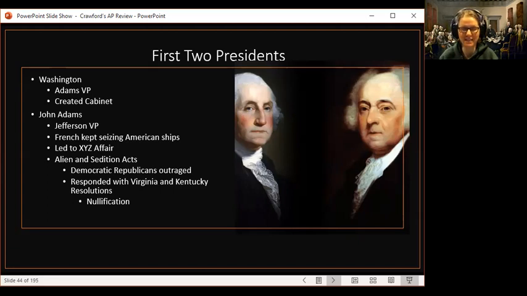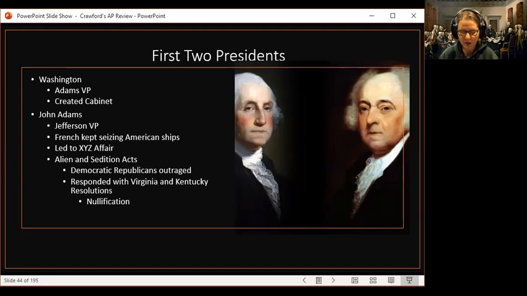The French keep taking our ships at this time. They keep seizing them. And this leads to something we call the XYZ affair, where we go and we try to negotiate, and they basically say, we can't even talk. You can just talk to these people. And in the documents, we don't even know who they are. They just call them X, Y, and Z, which means that we see there's a lack of respect for the United States at this time. They're trying to bribe us. They're trying to force us to pay money for this to happen.